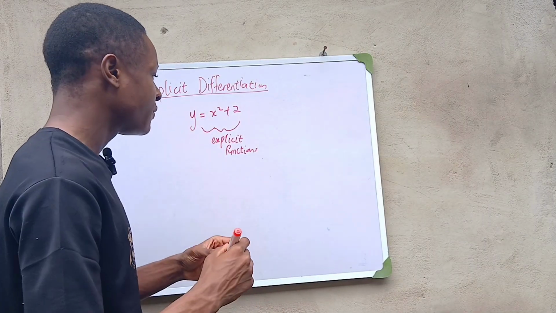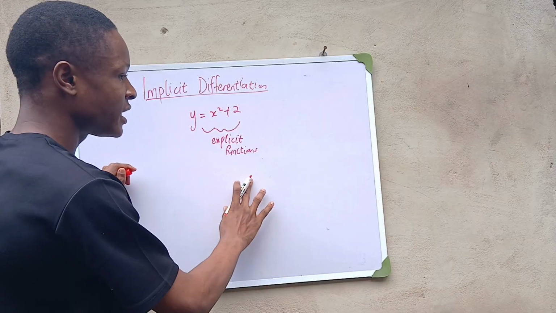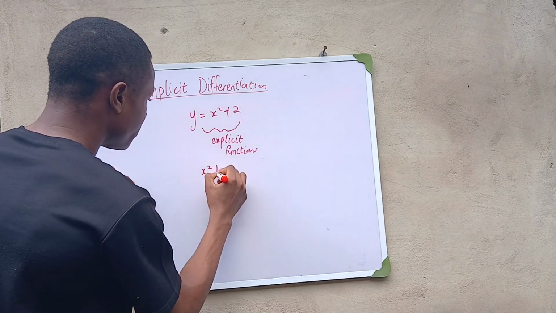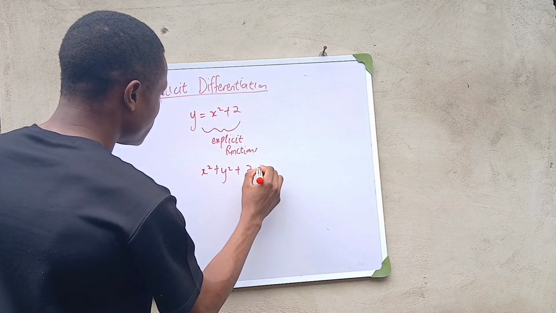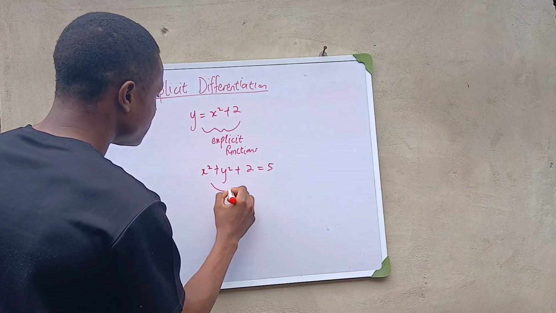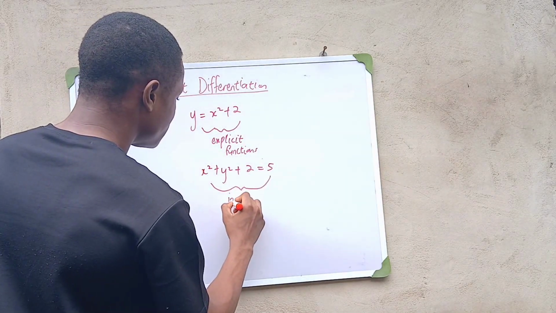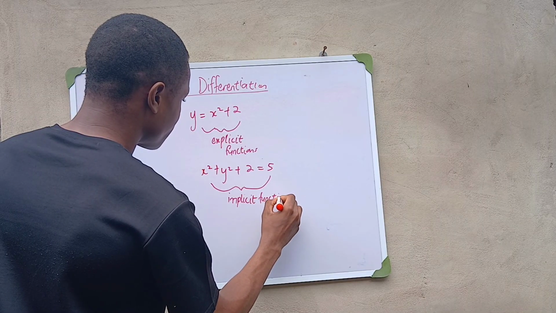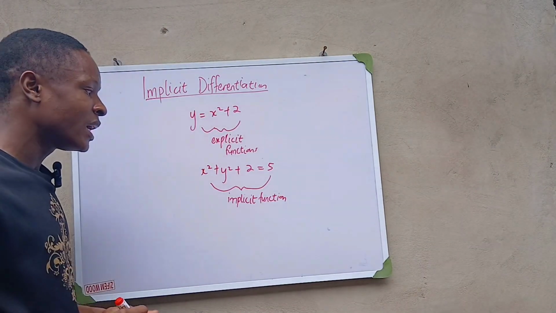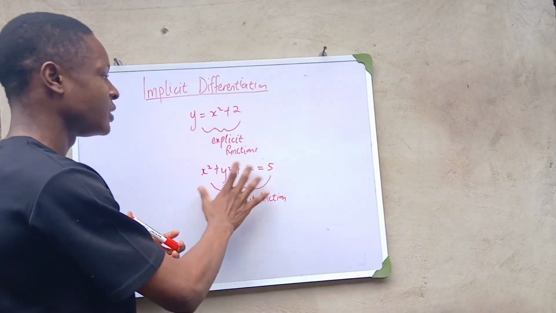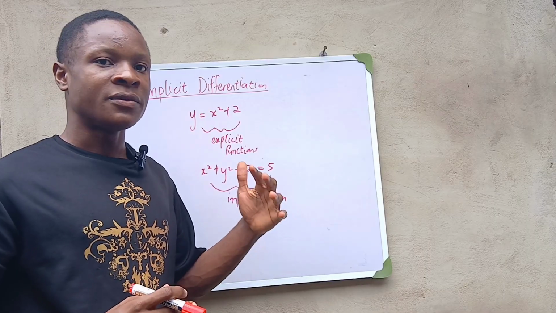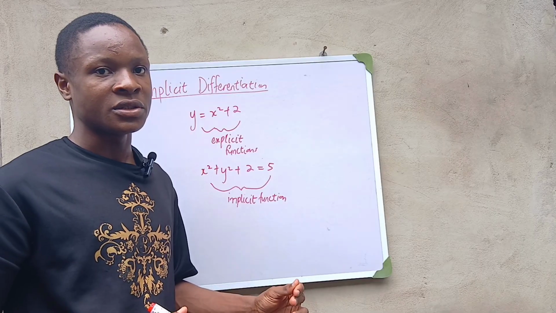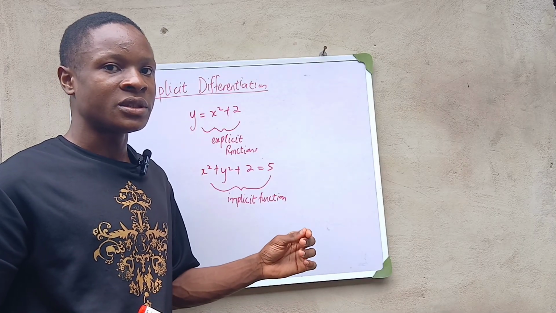But for implicit functions, we differentiate x and y at the same time, simultaneously. So we have x squared plus y squared plus 2 equals 5. This is an implicit function. So anytime we are differentiating, we differentiate them simultaneously. So the method of differentiating an implicit function is called implicit differentiation. So now let's go into solving implicit differentiation.